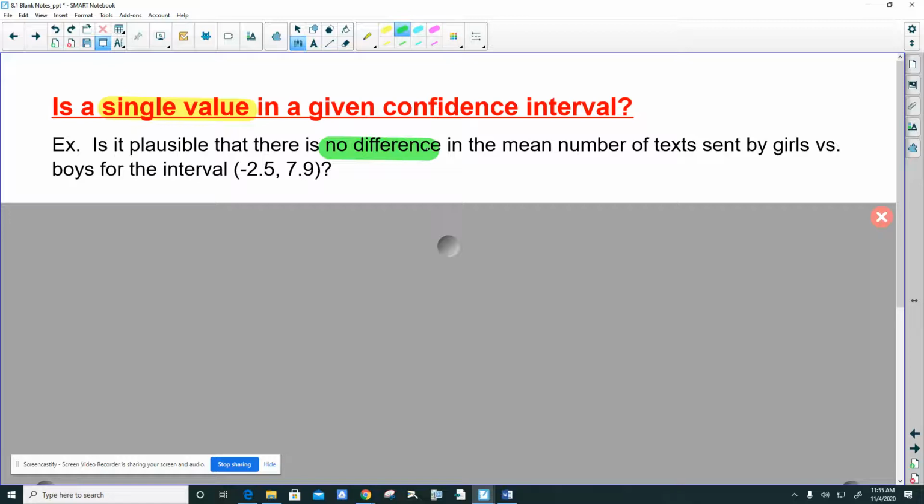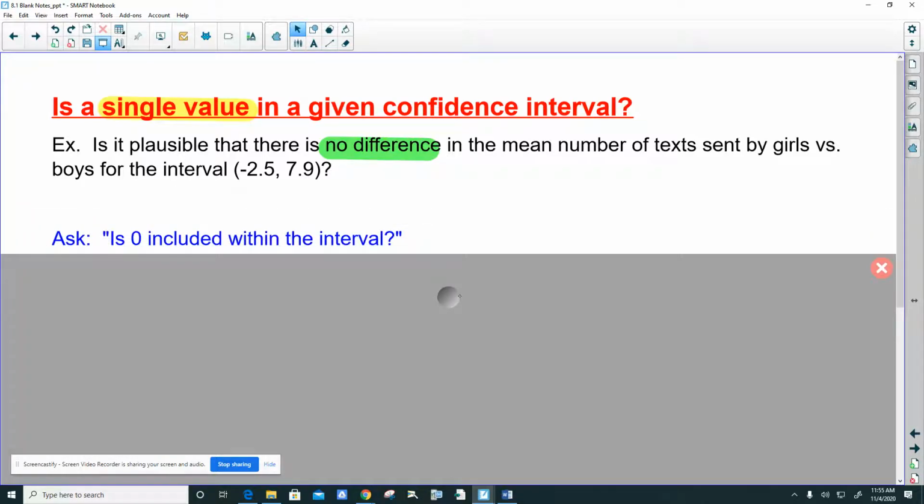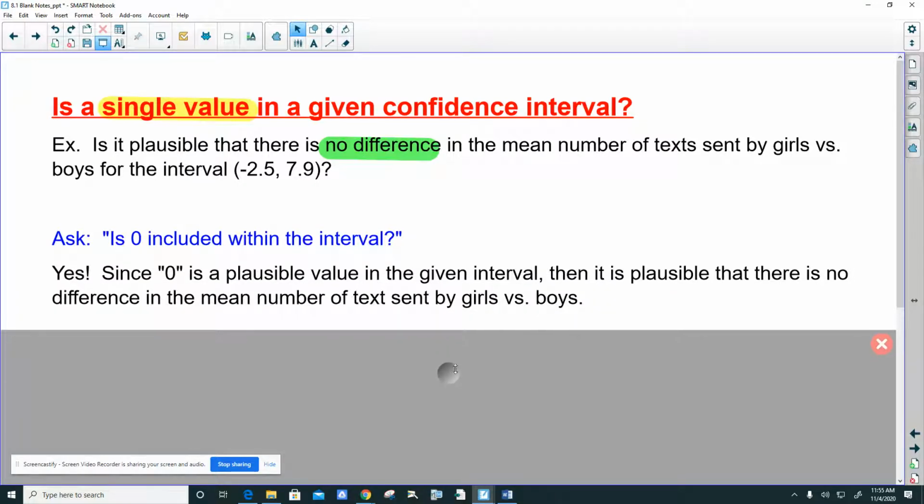When you see the phrase no difference, that means we're looking for, does this interval contain 0 in it? That's what you want to ask yourself. Is 0 included somewhere in this interval? Because if 0 is a plausible value, then that is some evidence that we could say that there could be no difference between the mean number of texts sent by girls versus boys. If we're just looking for no difference between two things, you're just looking for that single value. Is 0 included in it, or is it not a plausible value?